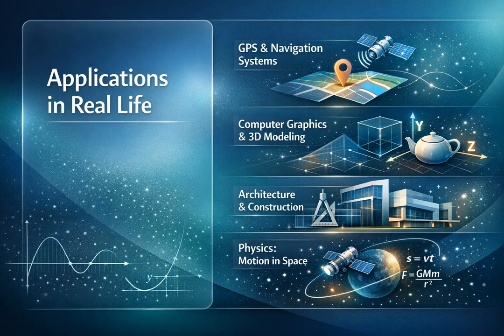Three-dimensional geometry has many real-life applications. GPS navigation systems use 3D coordinates to locate positions on Earth. Computer graphics and 3D modeling rely heavily on these concepts. Architects and engineers use 3D geometry in construction. In physics, we describe motion through space using 3 coordinates.